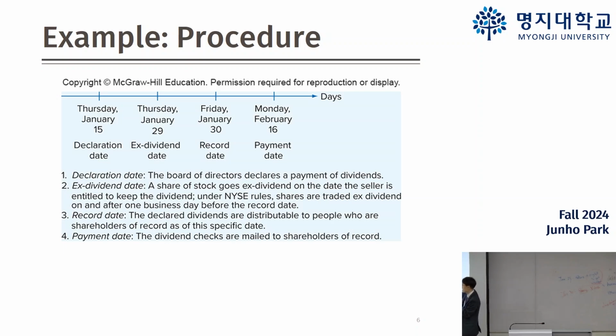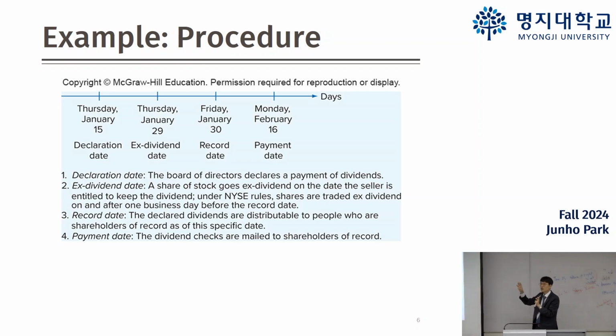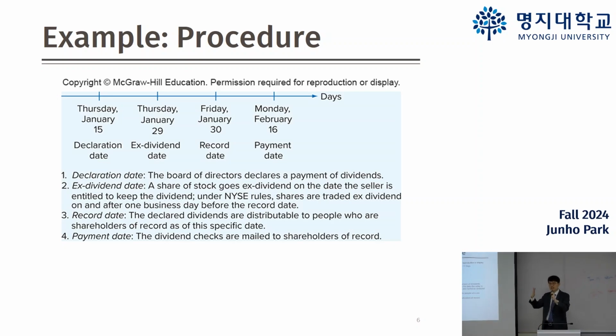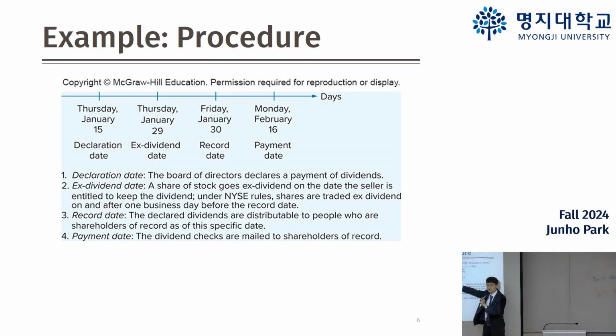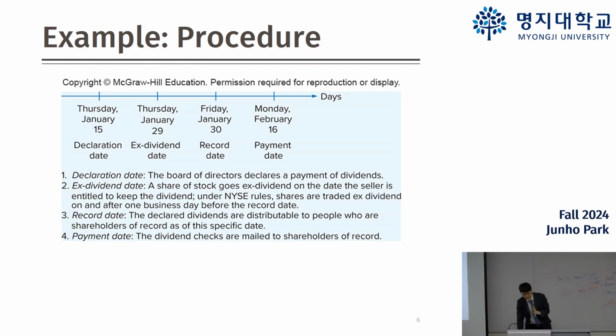So that's why we have another important date, which is January 29. If you aim to get the dividends from the company, you should buy the shares no later than January 29. So that's the meaning of the ex-dividend date. However, if you purchase the shares after the ex-dividend date, in other words, from the record date, your name is not on the list, so you cannot get the dividends from the company. So therefore, the stock prices are going down.